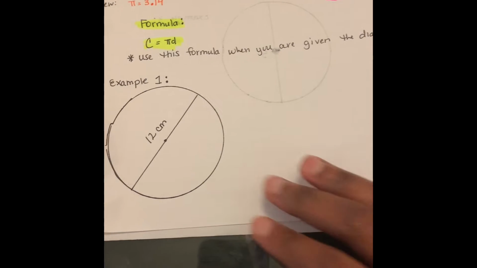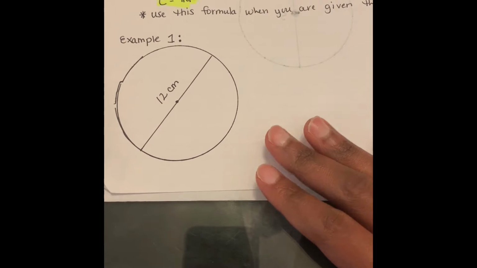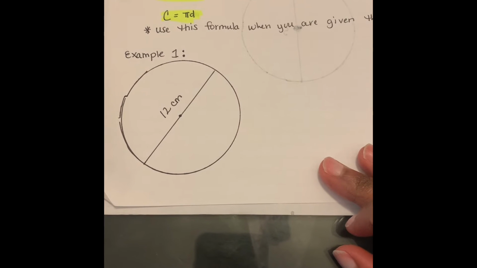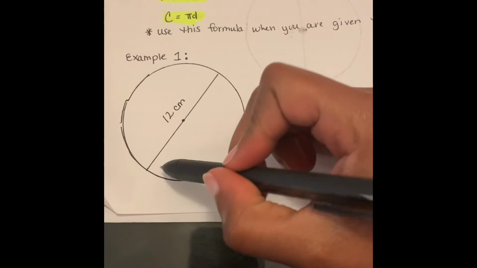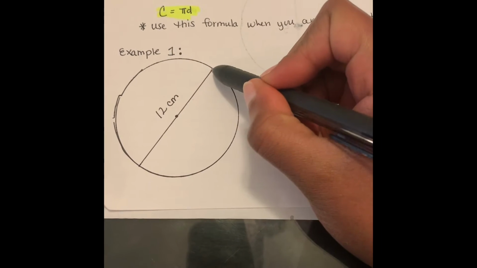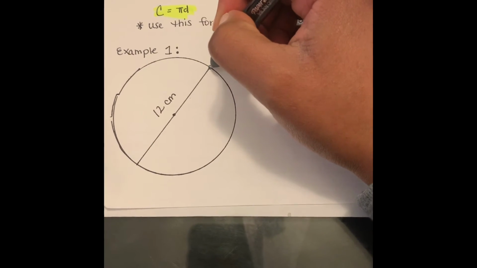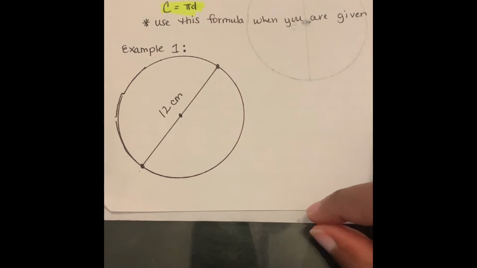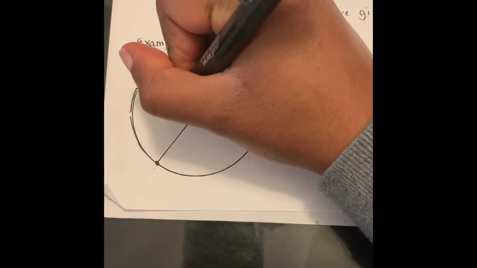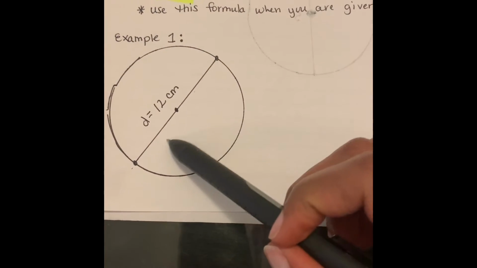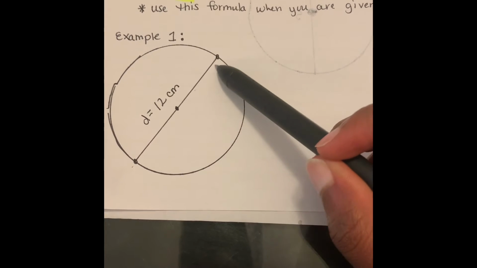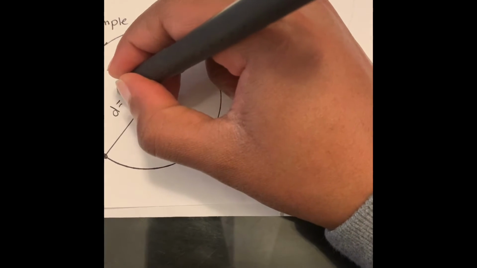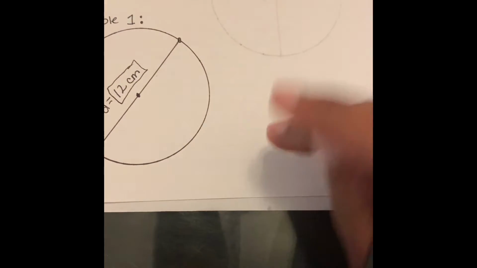Example 1, let's look at this circle. It goes all the way across. It has endpoints on either side of the circle, and it passes through the center. We call this a diameter. Remember in class I said whatever the number is on the line, if it goes all the way across, is the measurement. So it measures 12 centimeters.